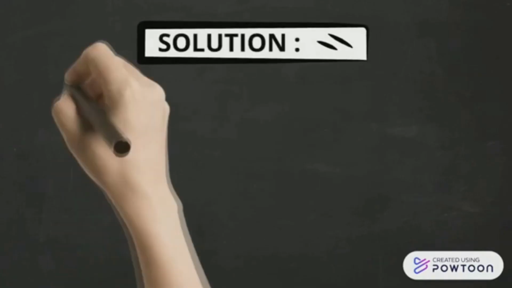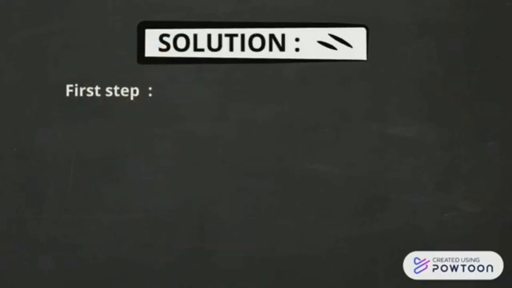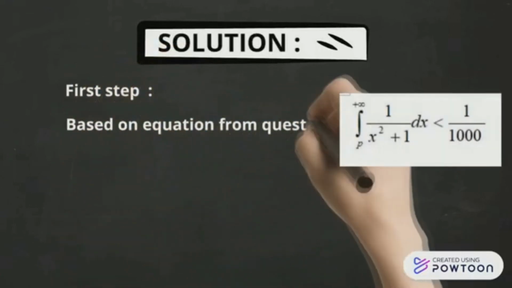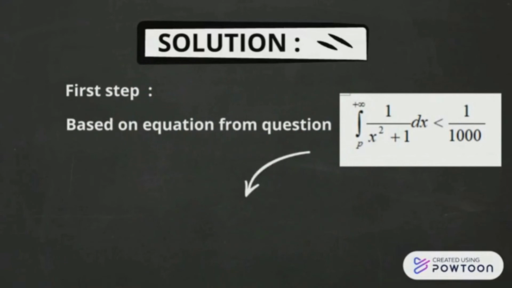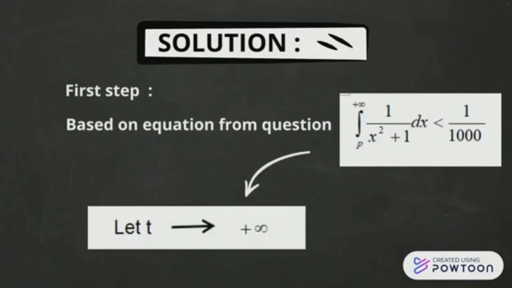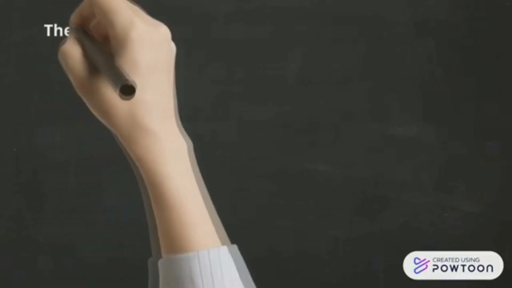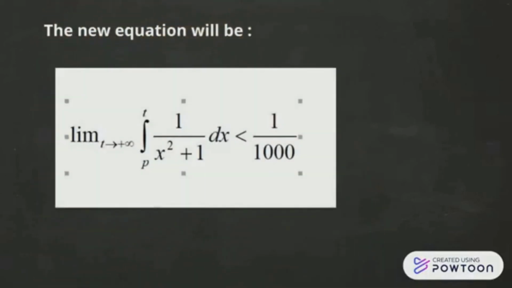To solve this, the first step is, based on the equation from the question, we let t approach positive infinity. After that, we will get the new equation: the limit as t approaches positive infinity of the integral from p to t of the function 1 over x squared plus 1 dx is less than 1 over 1000.